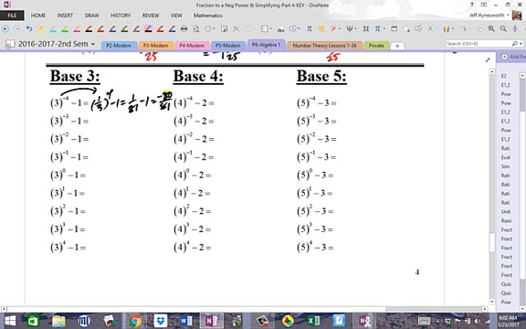Most students, the way I taught originally, think of it as 1 divided by 3 to the fourth, which is 1/81. Okay, base 3. And this is 1/27 minus 1, or -26/27. This is 1/9 minus 1, or -8/9. This is 1/3 minus 1, or -2/3. This is 1 minus 1, or 0. 3 minus 1, 2. 9 minus 1 is 8. 27 minus 1 is 26.